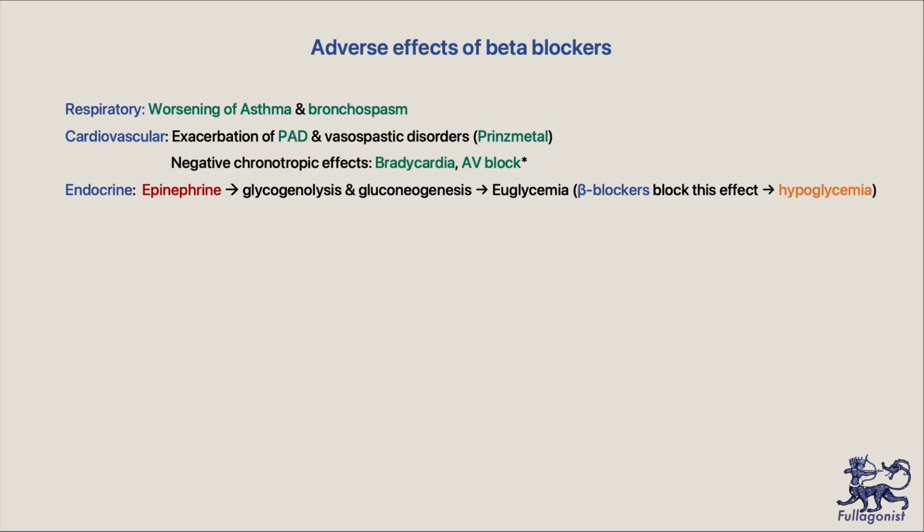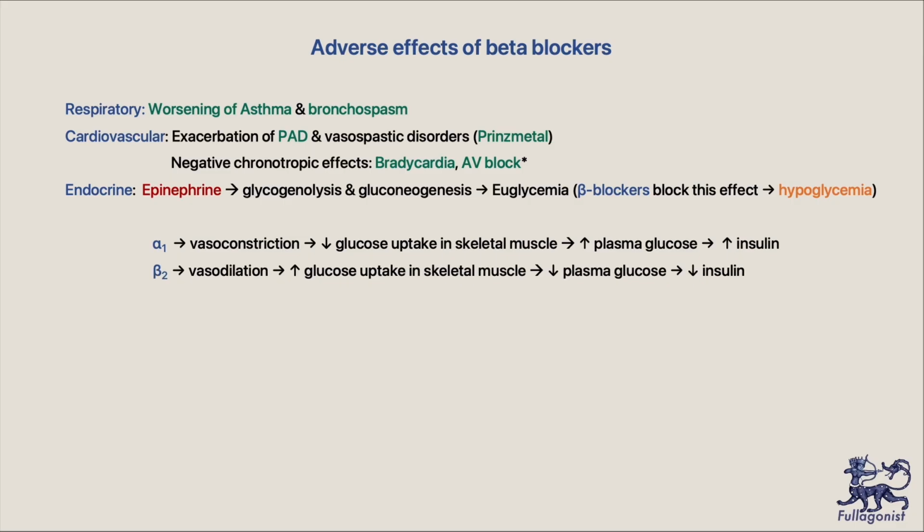Another endocrine effect is worsening insulin resistance in type 2 diabetes mellitus. Normally, alpha receptor leads to vasoconstriction, decrease in perfusion, and decrease in glucose uptake in skeletal muscle. This leads to hyperglycemia, which further stimulates insulin release. Beta-2 receptor has the opposite effect.